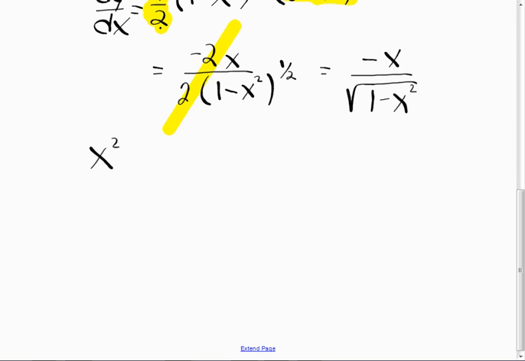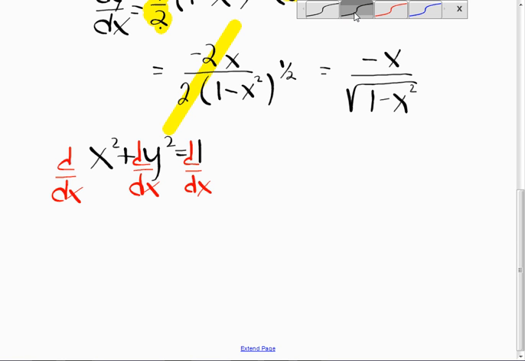x squared plus y squared equals 1. Let's not solve for y. That was hard. Let's take the derivative, just as written. The derivative with respect to x.